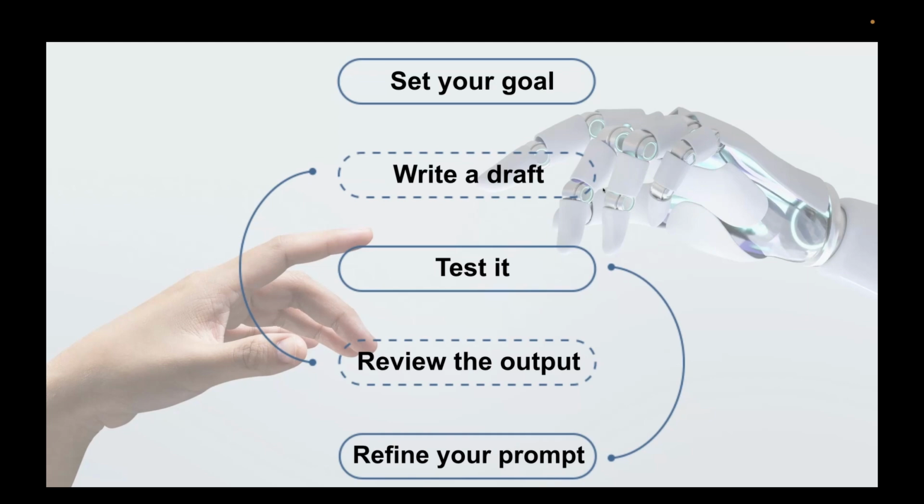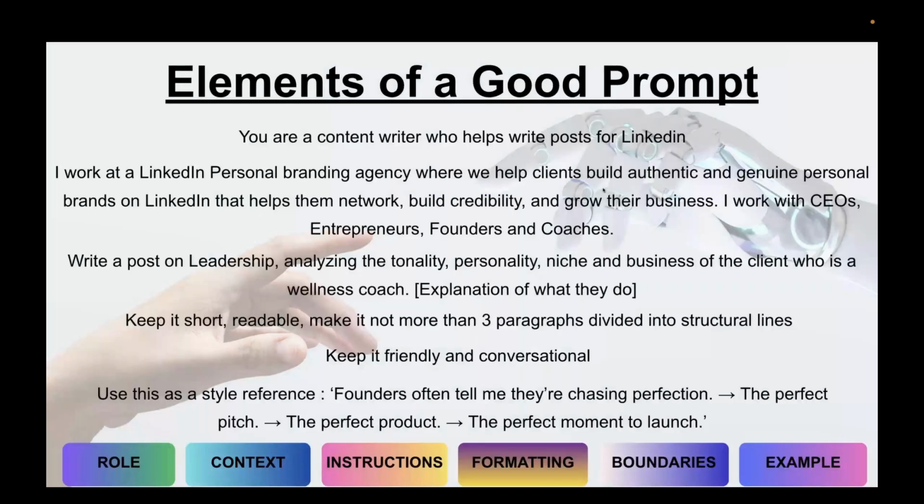And now what we are going to do is see the anatomy of a good prompt. If I come here, you see elements of a good prompt. These are the things that you should always consider if you want to be a good prompt engineer. So always try to define a role for ChatGPT. The second thing is that you need to give enough context to ChatGPT. Then thirdly, you should give instructions. Fourth thing is to format. The fifth thing is the boundaries. And the last thing is try to add an example.